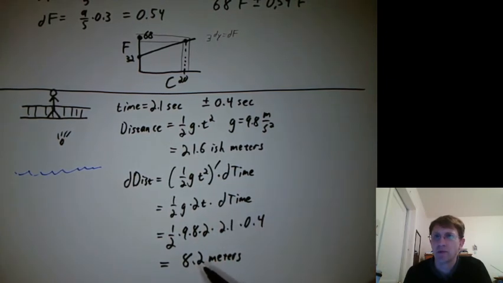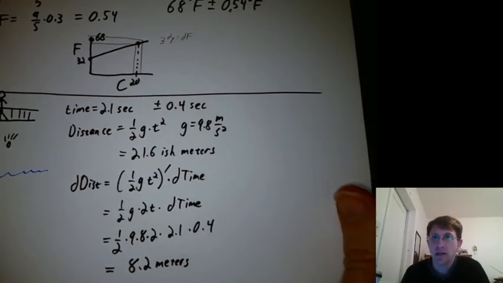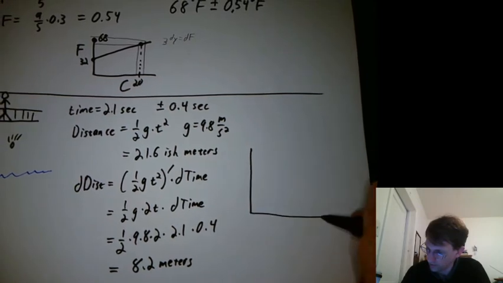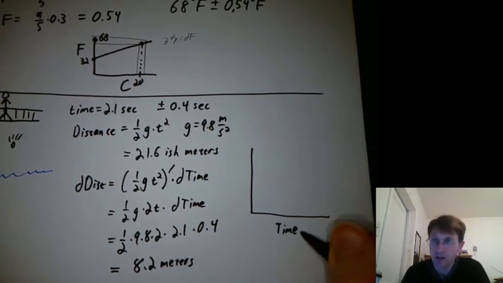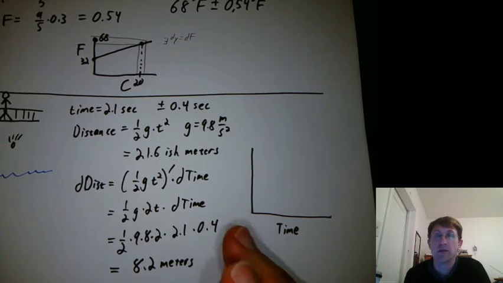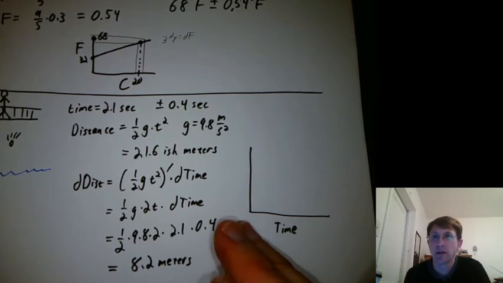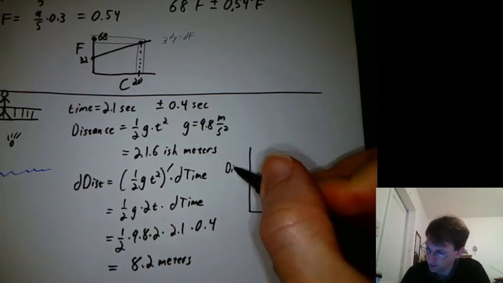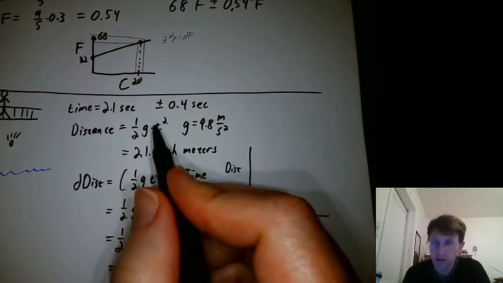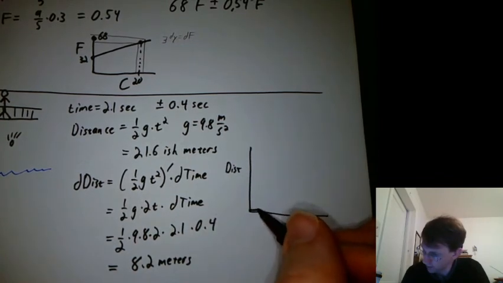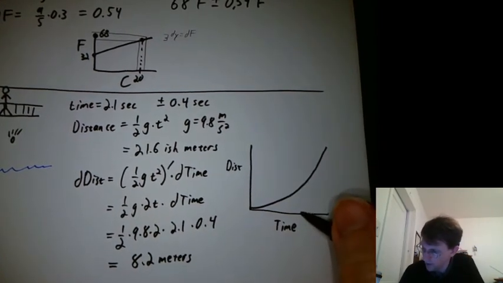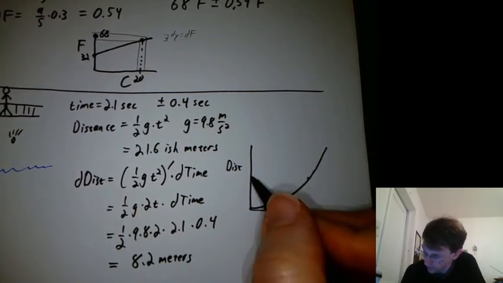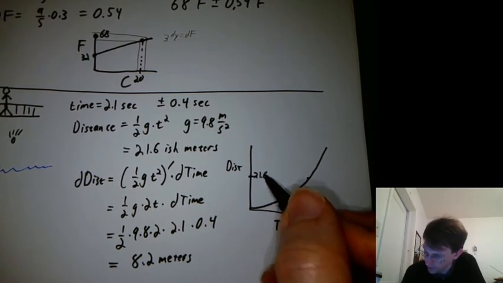Is that the most impressive measurement ever? Not really. But, you know, it was fast and easy. Let's diagram what's going on. So we have time here, not time like as you see it on a calendar or clock on the wall, but time it took to fall, and distance here. And it's basically a parabola. So I'll draw a parabola. And we're operating here at 2.1. So this gives us 21.6.